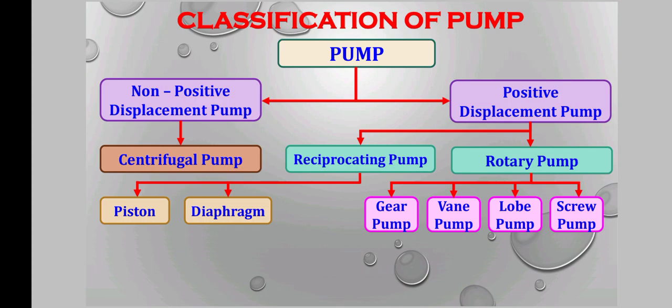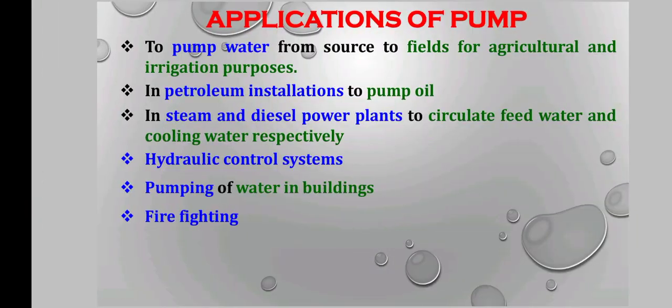First is the non-positive displacement pump, another is the positive displacement pump. For a non-positive displacement pump, it is the centrifugal pump, and for a positive displacement pump, it is the reciprocating pump and the rotary pump. The reciprocating pump has two types, one is piston and the other diaphragm, and the rotary pump has four types: gear pump, vane pump, lobe pump, and screw pump.